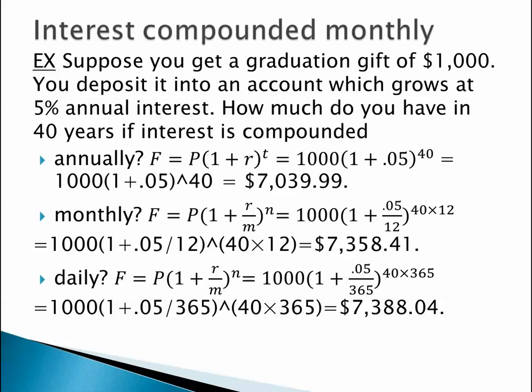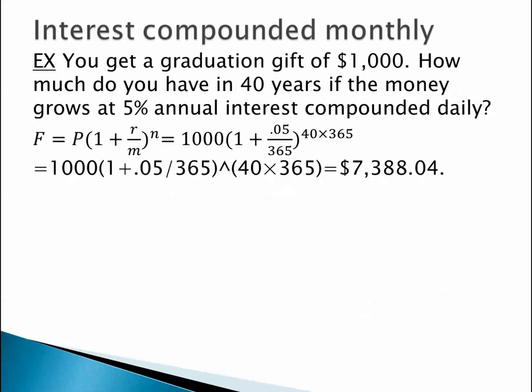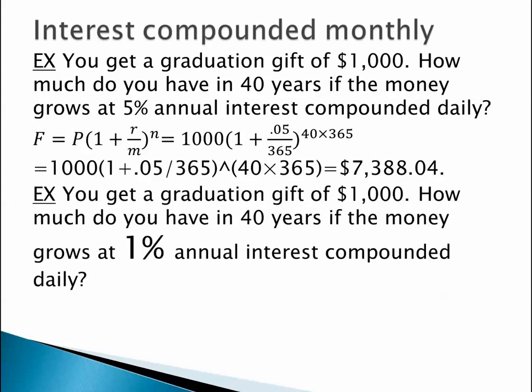So notice we do get a little extra money. In going from annual to monthly compounded interest, we got roughly an additional $300. But in going from monthly to daily compounded interest, now we only earned about another $30. So not a lot more money. So $7,388.04 is what we end up with if we have interest compounded daily.